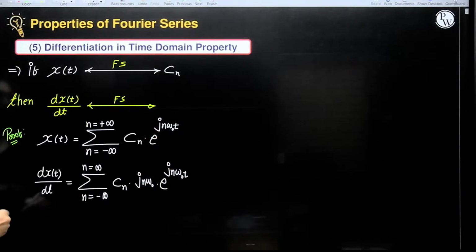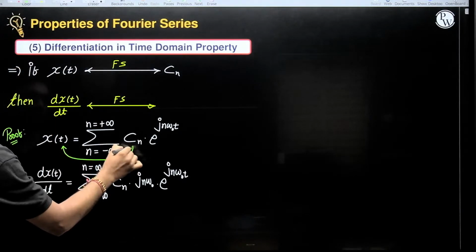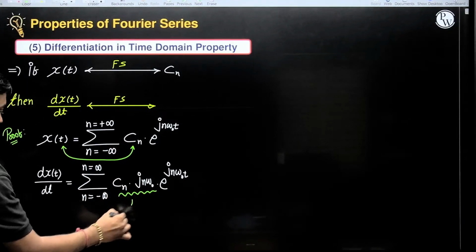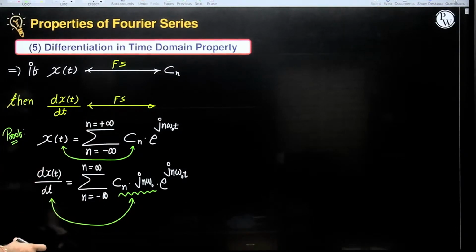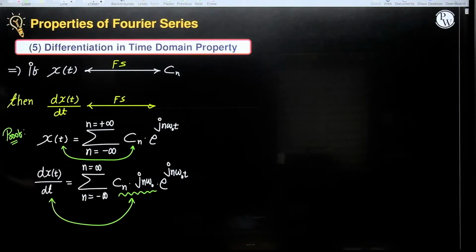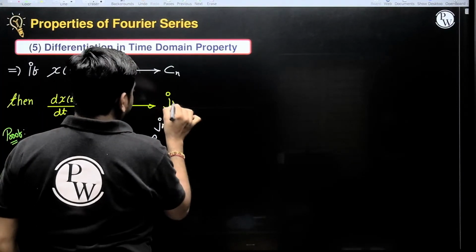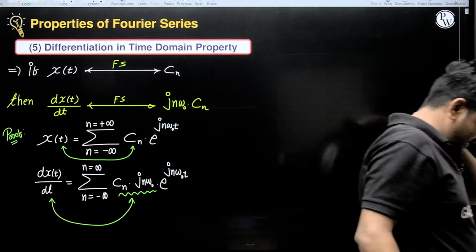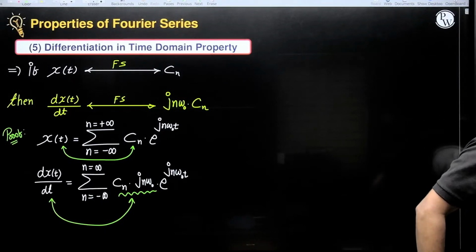Now compare both of these, guys. So can we say if Cn is the Fourier series coefficient of x of t, then this term Cn into j n omega 0 is the Fourier series coefficient of dx of t by dt. Can we say like this? Of course. See, both are the same, just a change: here Cn for x of t, here Cn j n omega 0 for dx of t by dt. Clear? Fine. Tell me, Swagat and Sinchan Reddy, I hope both of you are getting this.